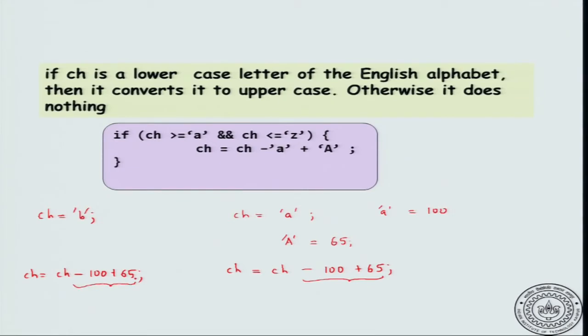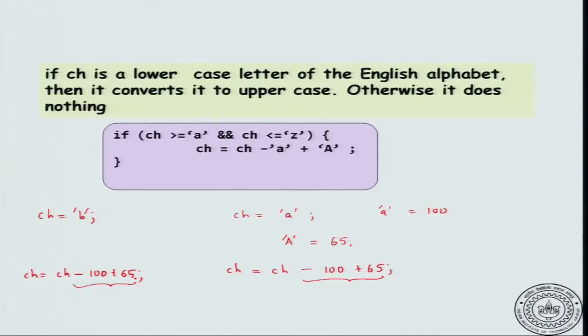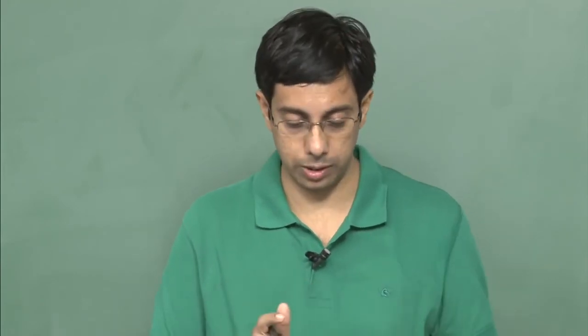Okay. And if you think about what is happening, it is adding exactly the difference between little a and capital A. Notice that the difference between little b and capital B is the same as little a and capital A. Why? Because all the capital letters occur consecutively and all the small letters occur consecutively. So, suppose little a minus capital A is, let us say, 35, then little b minus capital B will also be 35, because you advance 1 in each case.